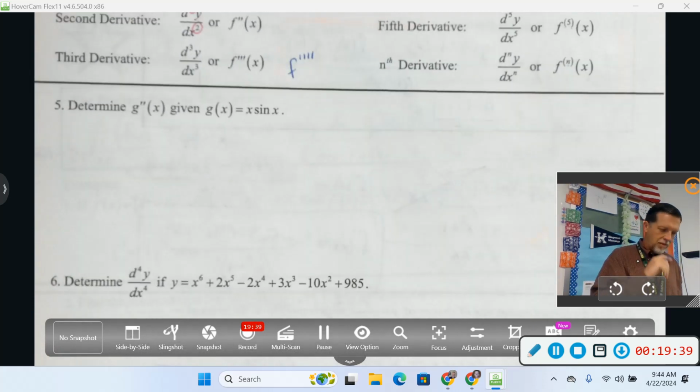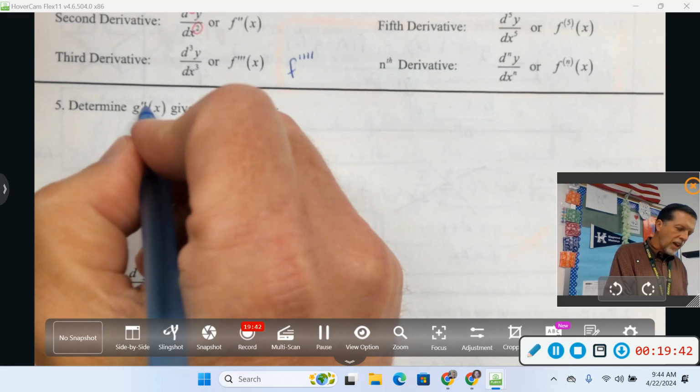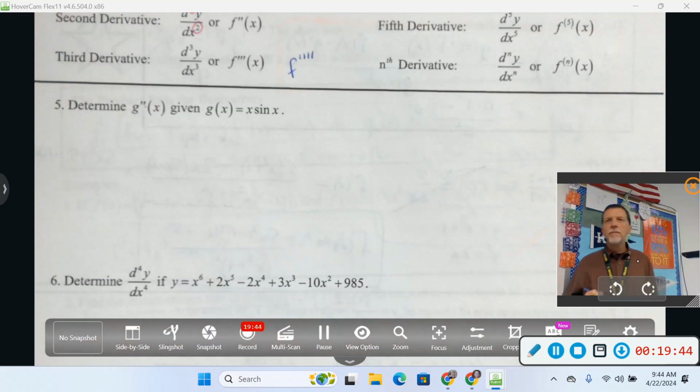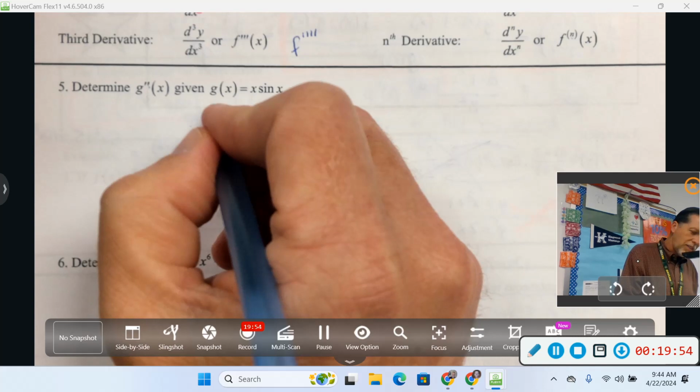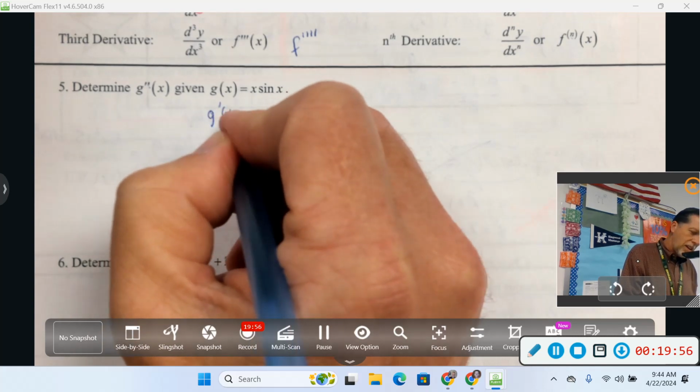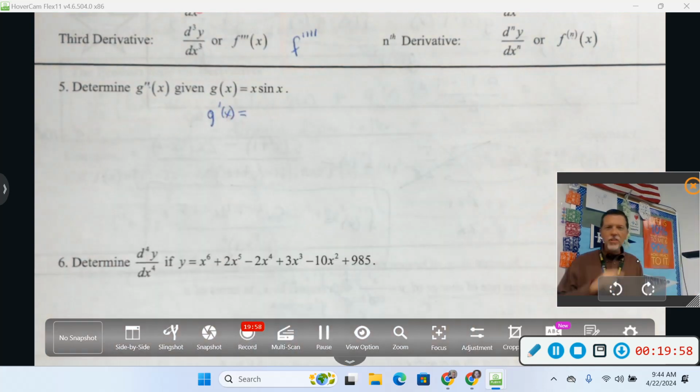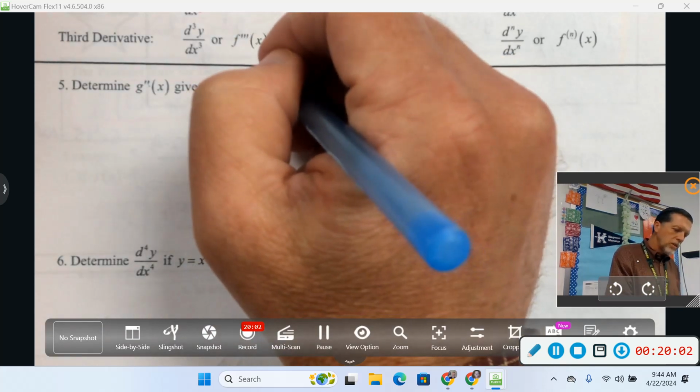All right. Number 5. Determine the second derivative. We haven't done this yet. Do you know how you find the second derivative? Right. You just take the derivative twice, so it's nothing new. Take a derivative twice. Okay, so my first derivative is going to require the product rule.